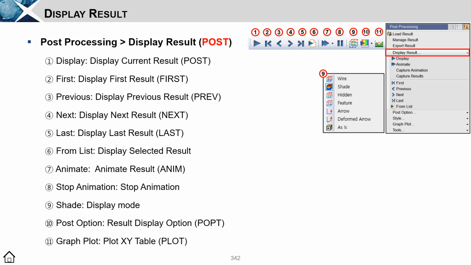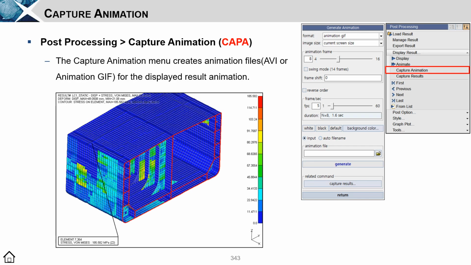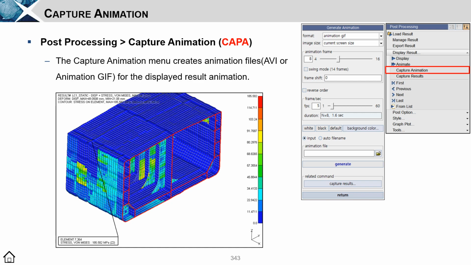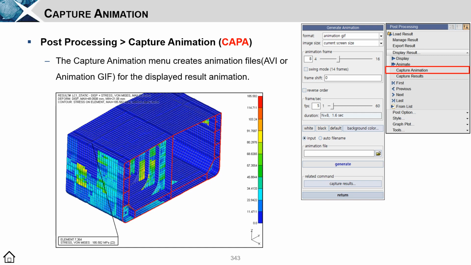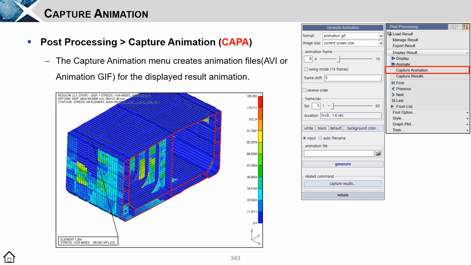Post command allows you to display selected results on the screen. If there is the result displayed before, the result is displayed again. Press ESC key or stop from the right mouse button pop-up to stop the display. The Capture Animation menu creates animation files for the displayed result animation. You can change the background color by pressing the background color button.